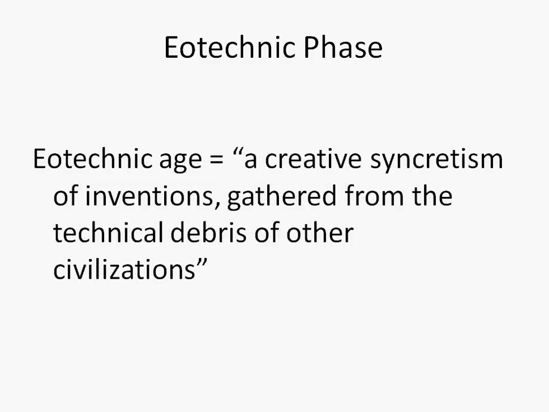So the eotechnic phase really is a creative syncretism of inventions gathered from the technical debris of other civilizations. And it was the renewed contact between the West and the East that provided this creative syncretism. Mumford argues that this technical syncretism is what made the technical age and hence the Industrial Revolution possible. So he maintains that this is the eotechnic phase, setting the stage for the industrial age and the technical age. I have to finish this mini lecture with one last Mumford quote, which I found interesting and which sums up the idea of technical syncretism as well: "The notion that a handful of British inventors suddenly made the wheels hum in the 18th century is too crude even to dish up as a fairy tale to children."